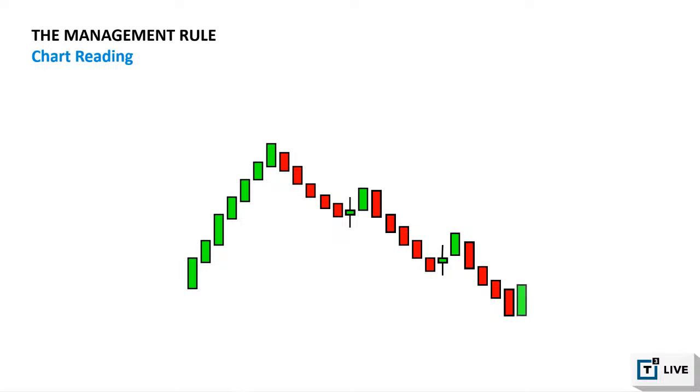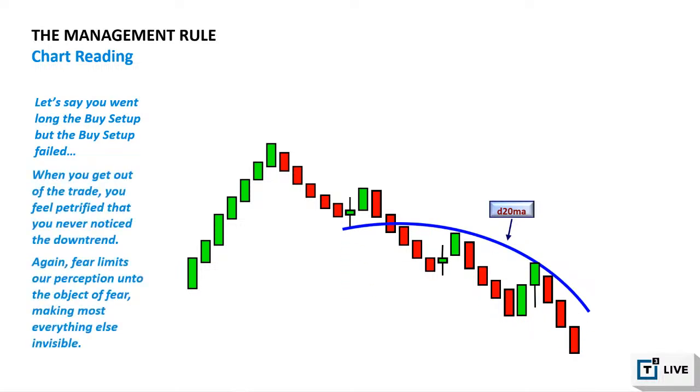another bounce, and now you finally got it, and then it continues lower, and then when you get out of the trade, you feel shocked, petrified that you never even noticed the downtrend. Again, fear limits our perception onto the object of fear, making everything else invisible. I am not making this up, but when I would get out of the trade, at the end of the day, I would look at the trade and say, oh my God, I can't believe I didn't even see the downtrend. How did I not even see the lower highs, lower lows?